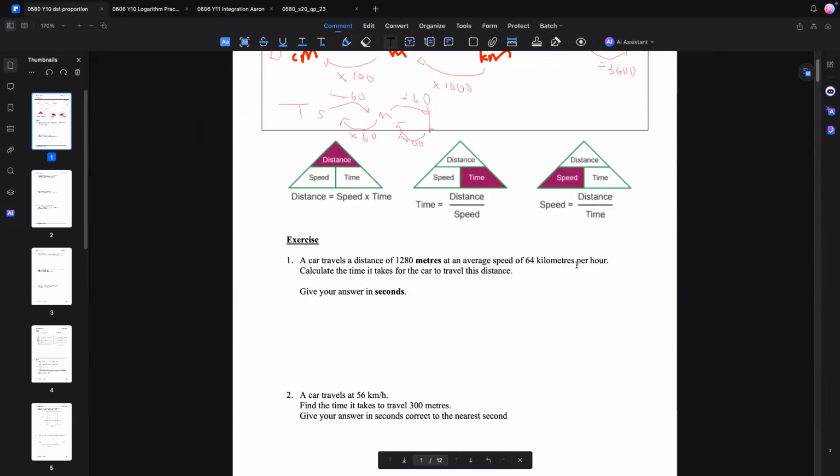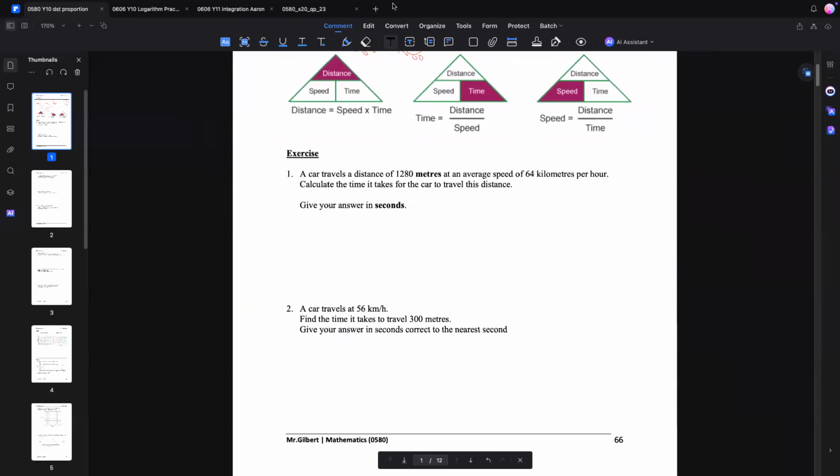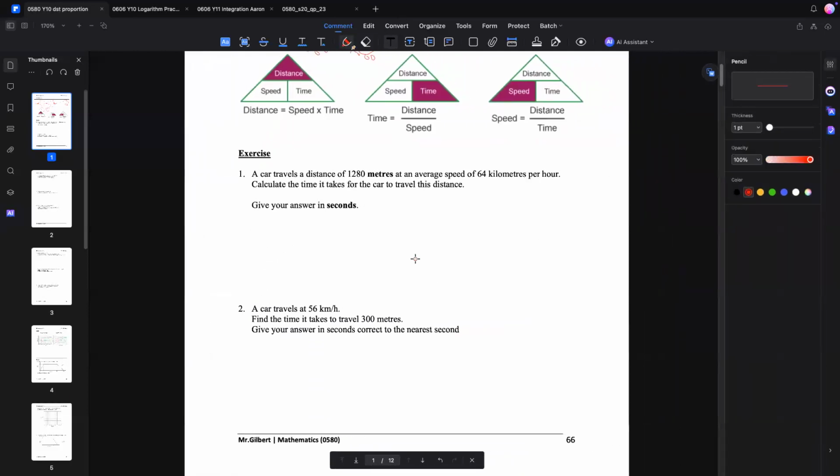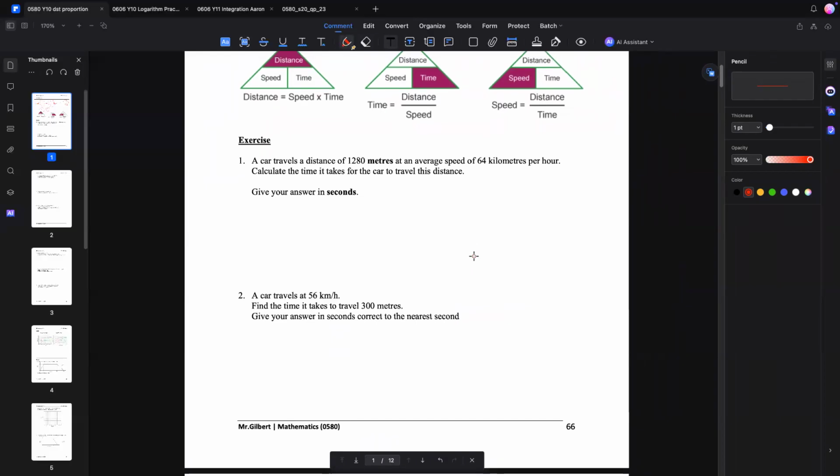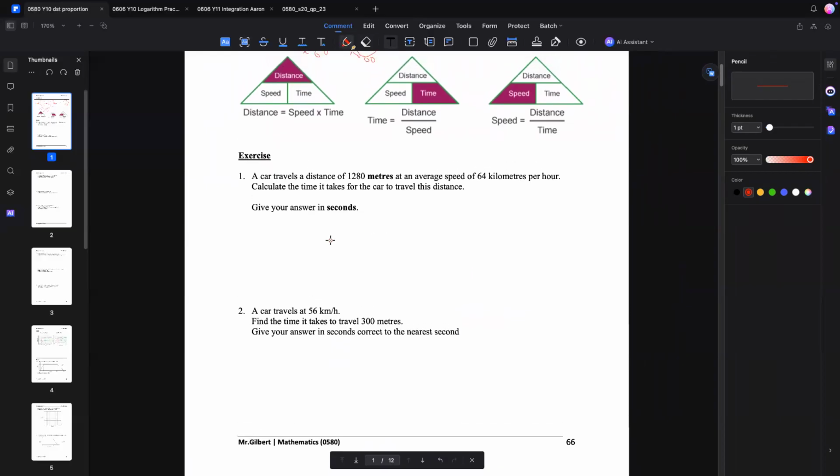Once that is done, let us try the first question. A car travels a distance of 1,280 meters at an average speed of 64 kilometers per hour. Calculate the time it takes for the car to travel this distance.